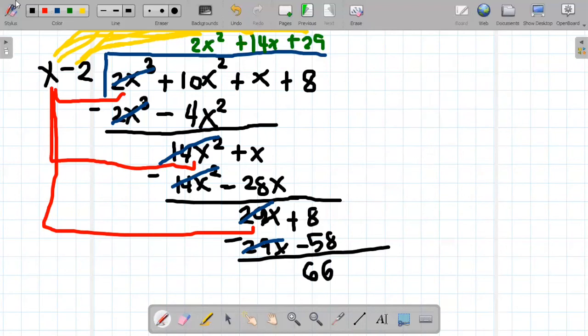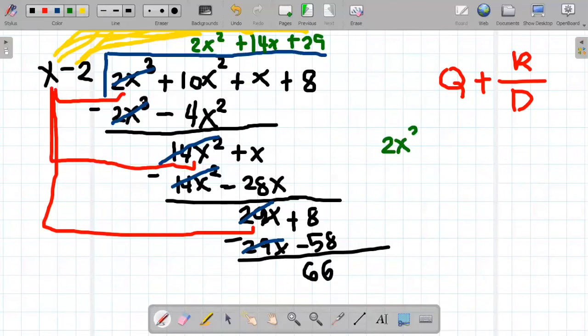Now, in polynomials, how do we write our answers? Our answers must be written in this format: quotient, and if we have the remainder, plus the remainder over the divisor. So this is the format: quotient plus remainder over divisor. So our quotient is 2x squared plus 14x plus 29.